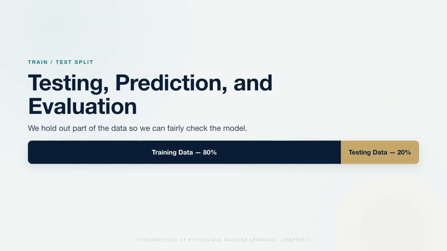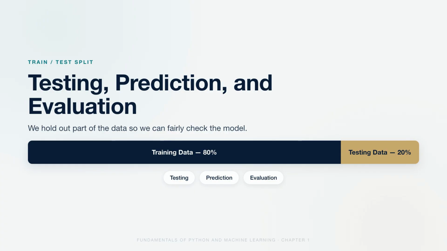After a model is trained, we need to test it. Testing means checking the model with data it has not already learned from. This helps us understand whether the model can work well on new examples, not just the examples it already saw during training. The prediction is the output produced by the model. For example, the model might predict a price, a category, a risk level, or a final result.